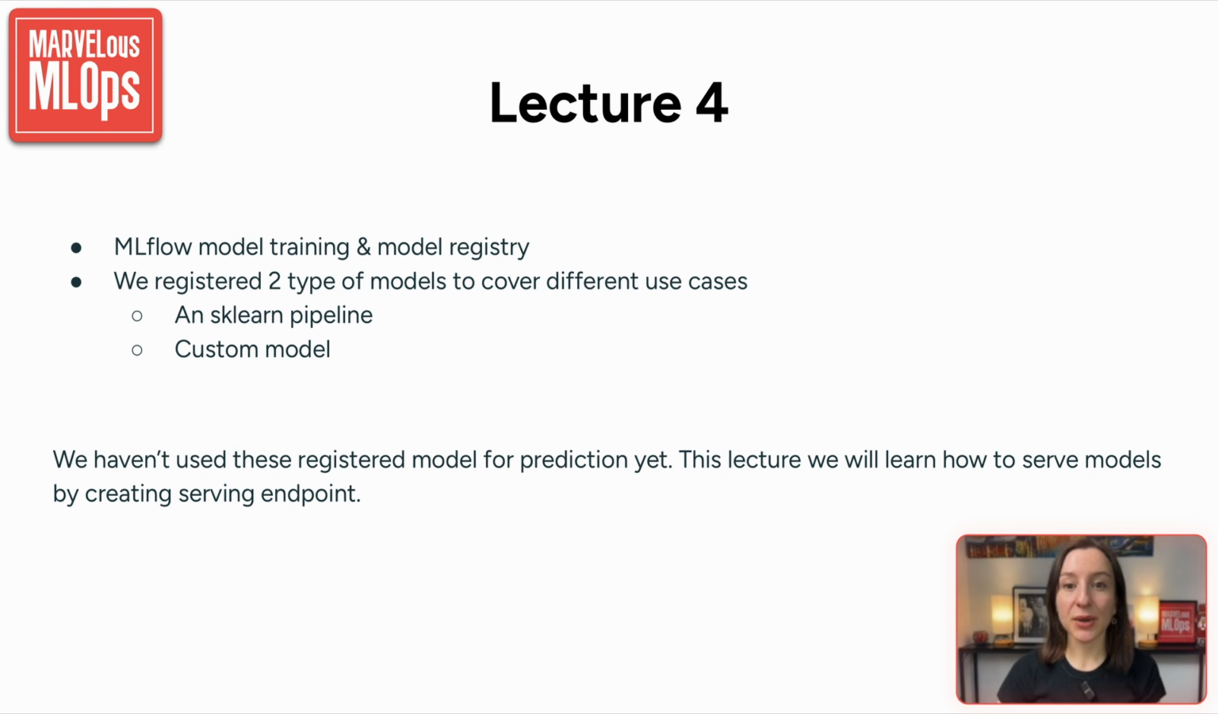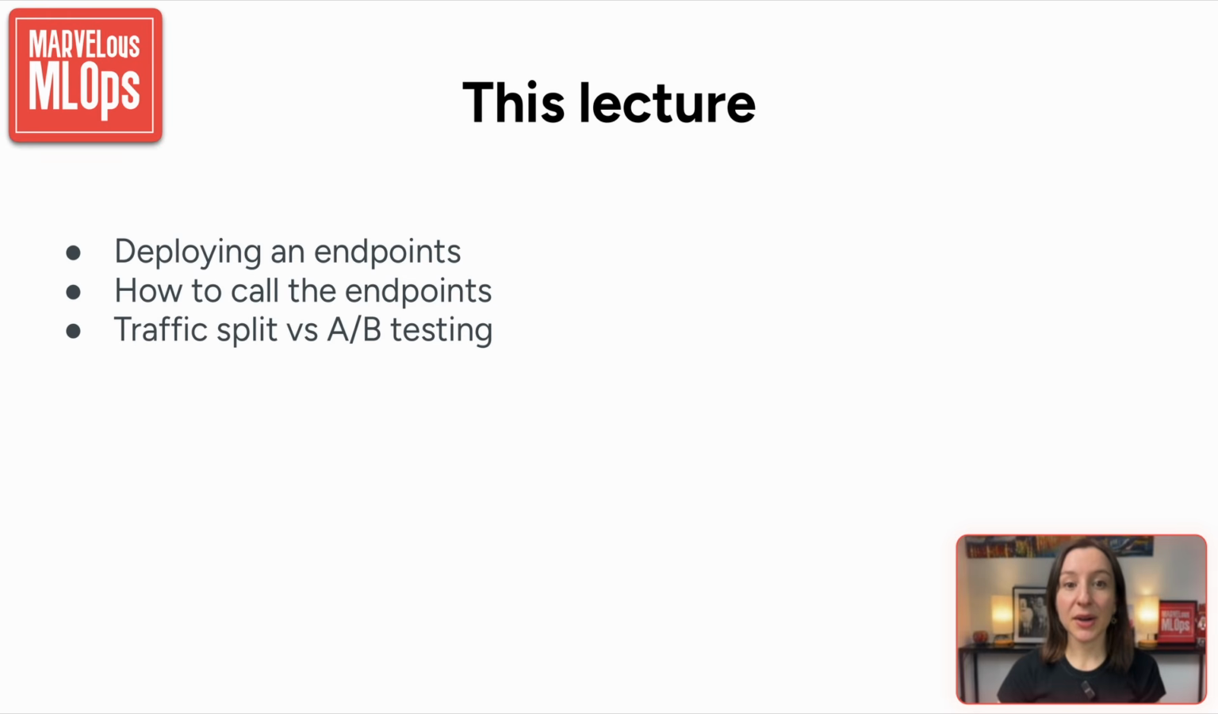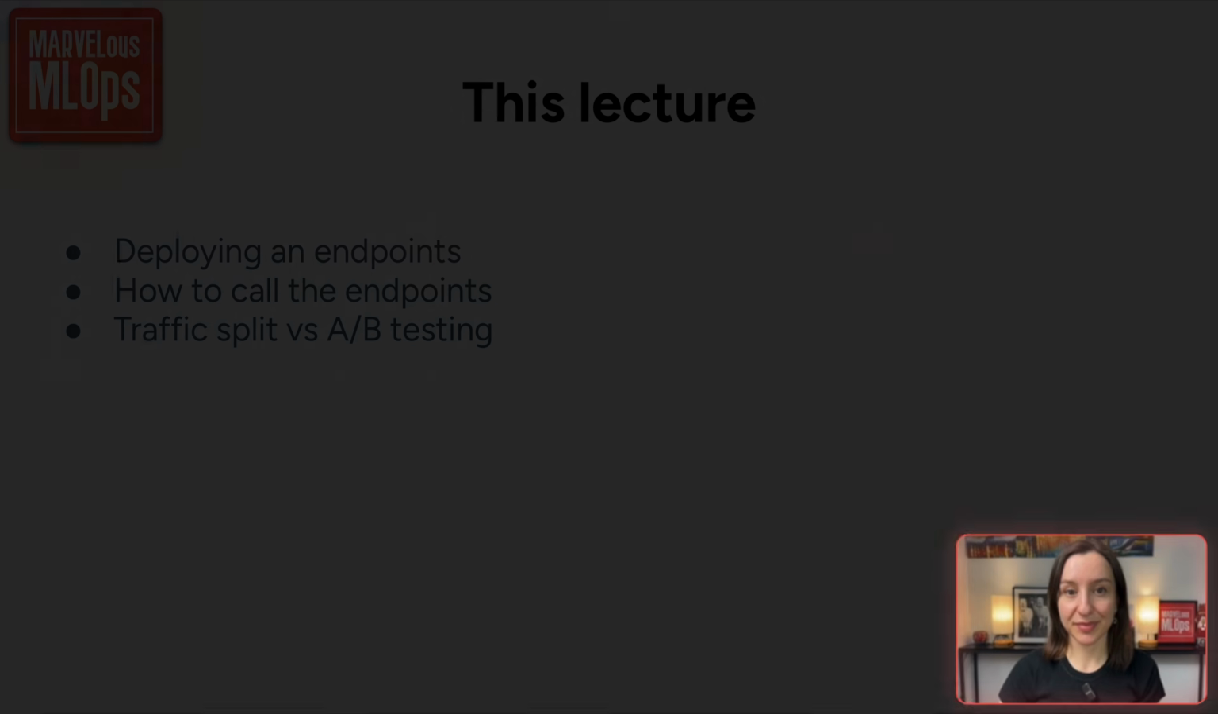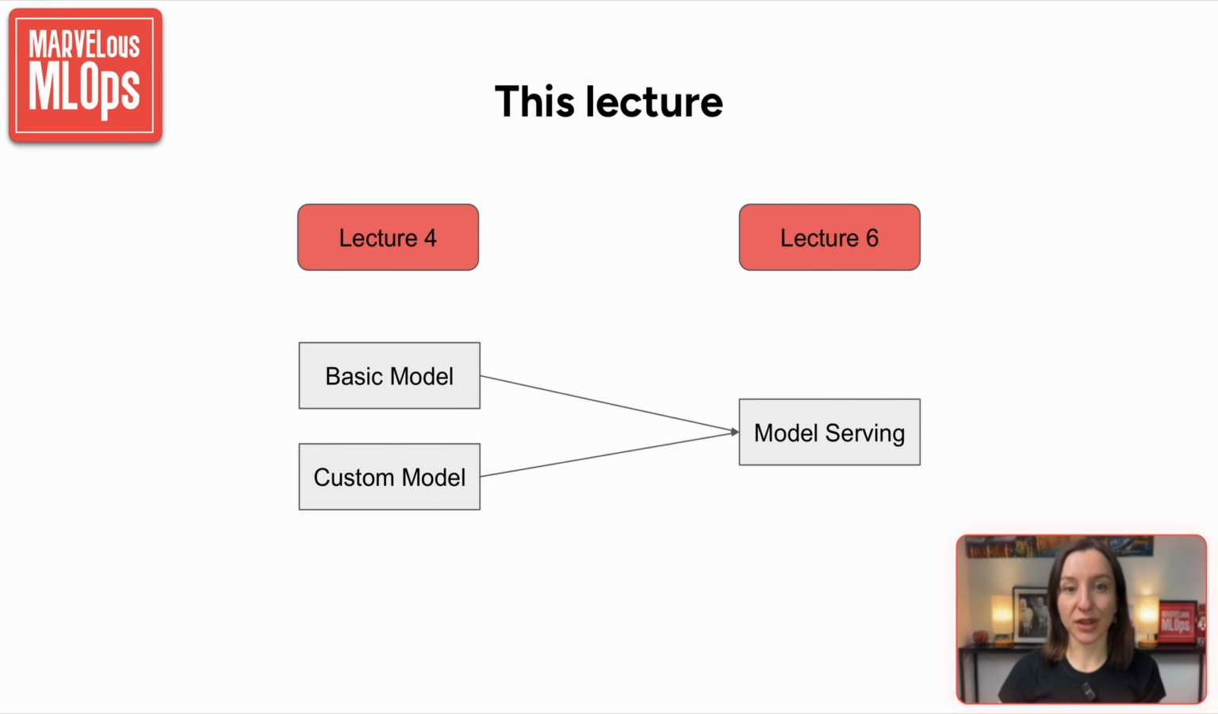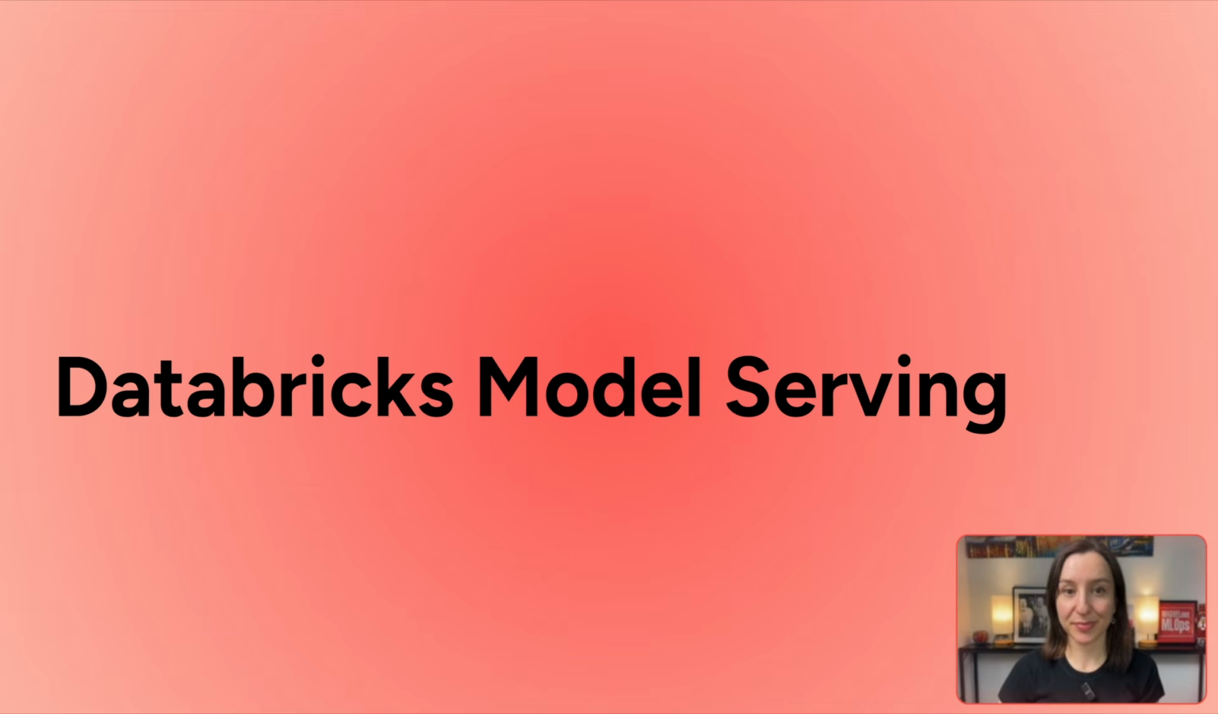In Lecture 4, we registered a basic MLflow model, which has a built-in flavor, and then we registered a custom MLflow model using Python, which gives us the flexibility to implement any logic we want or change the payload. In this lecture, we will deploy an endpoint for the models that we registered, send some example requests, and then see an example of A/B testing. Both models registered in Lecture 4 can be served using the model serving module that we will introduce today. But first, let's start with theory.